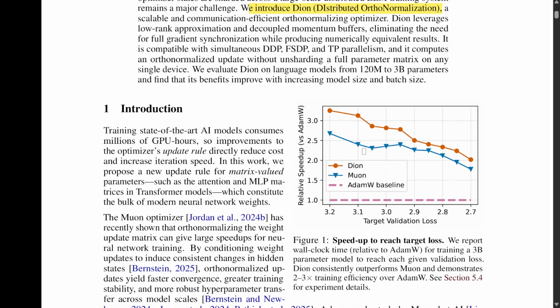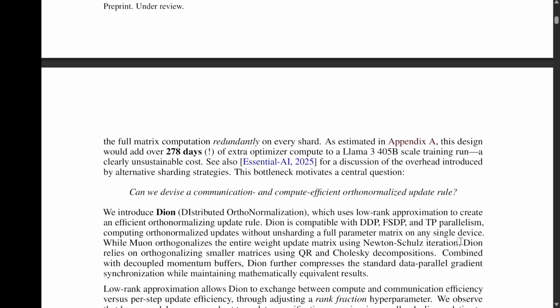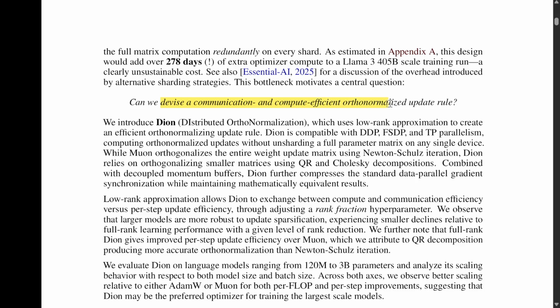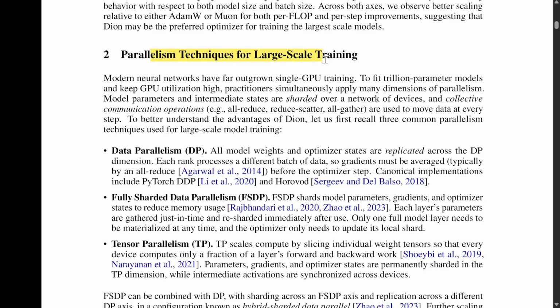Okay, so Muon showed the way, proved orthonormal updates were good, but there was a catch. A big one, it sounds like. A huge one, yeah. Muon, while groundbreaking, had this really crippling bottleneck. It used a method called Newton-Schulz iteration. And the problem with that is it involves multiplying large, dense matrices together. Now, that's computationally heavy anyway, but the real issue comes in distributed training. Ah, right. When a model is split up or sharded across lots of GPUs.